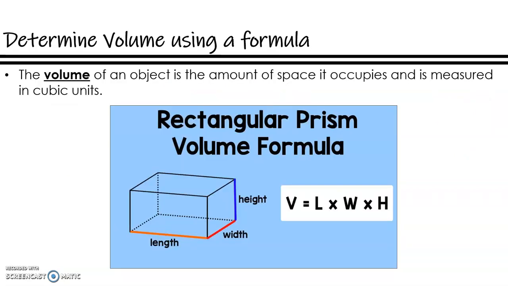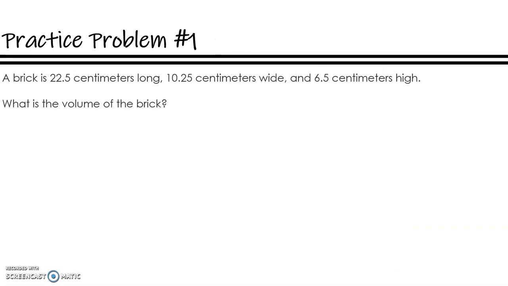So just a reminder what we just did, but here's also another visual to find the volume of a rectangular prism. You multiply the length, the width, and the height. So here's practice problem 1. I challenge you to pause the video and try it. This says a brick is 22.5 centimeters long, 10.25 centimeters wide, and 6.5 centimeters high. What is the volume of the brick?